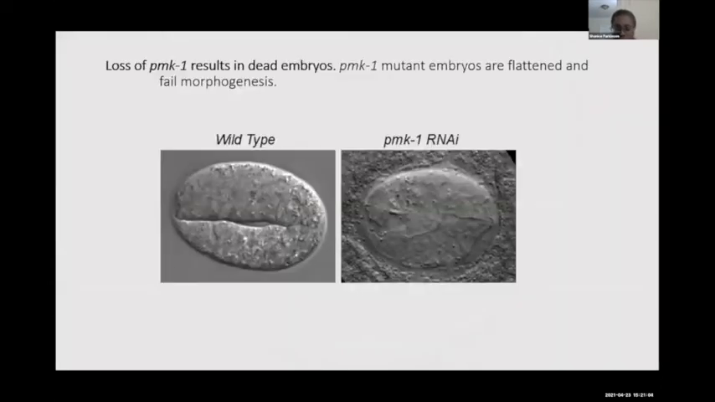So we know that mutating PMK1 results in dead embryos. In the left panel, we have a representation of a wild type, or what we deem a normal embryo. Here the embryo is in the twofold stage of development, so it's beginning to form into a worm. In the right panel, at the same stage, you see that the embryo is flattened and fails to develop properly, which eventually results in a dead embryo.